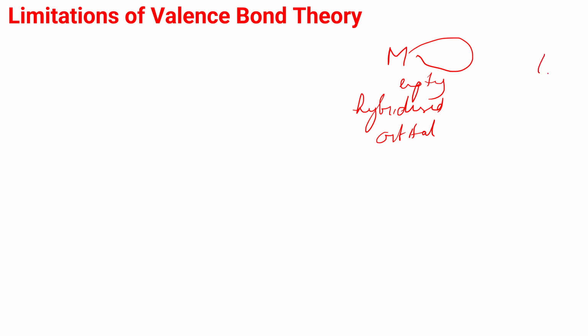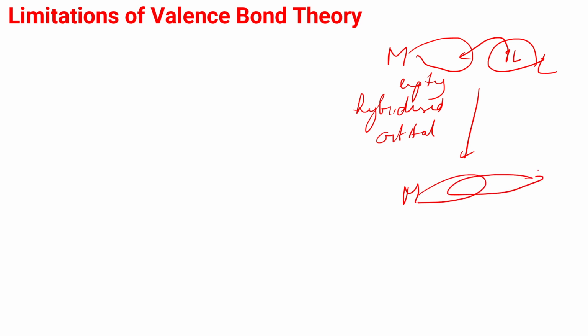So now we'll talk about the limitations of valence bond theory. Valence bond theory told us that the metal has empty hybridized orbitals. Ligands donate electrons from their filled orbitals to these vacant hybridized orbitals, and a metal-ligand coordinate covalent bond is generated.